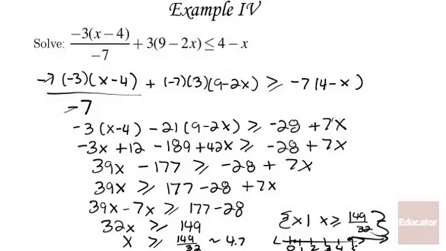Okay, so first step was to eliminate the fraction by multiplying both sides of the equation by negative 7 and reversing the inequality symbol. Once that was done, using the distributive property to multiply everything out and get rid of the parentheses, then using the addition and subtraction principles and combining like terms to simplify this inequality. And the result was x is greater than or equal to 149 over 32.